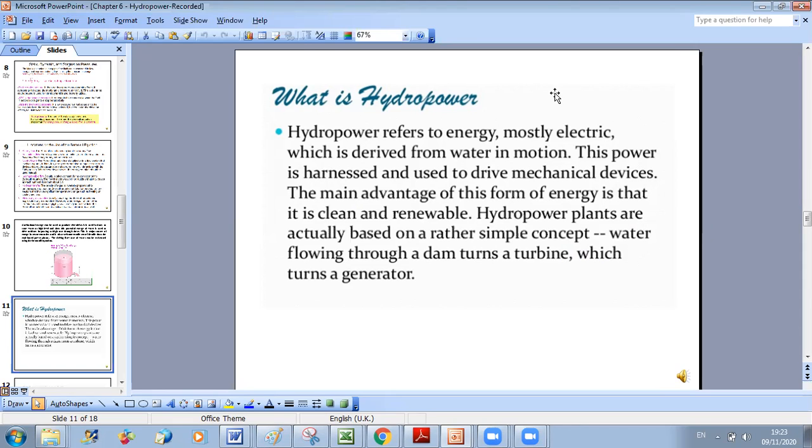Hydropower plants are actually based on a simple concept, which is the one we did together now. We derived from the Bernoulli equation that we can convert potential energy into kinetic energy, and then this kinetic energy of water will flow through a dam that turns a turbine, which will turn a generator, producing therefore electricity. So this is the simple concept of hydropower.